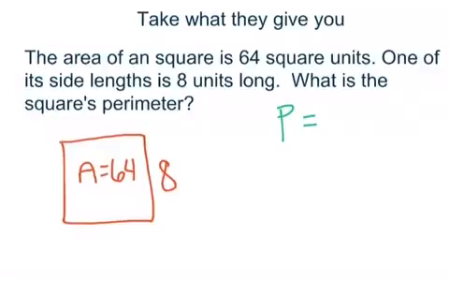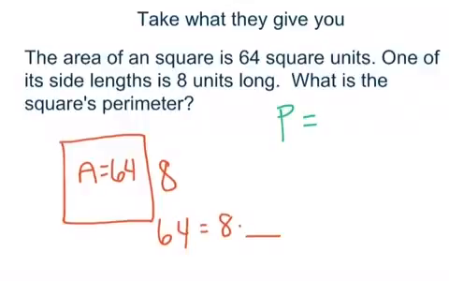First of all, I know that area equals length times width. So the area here has to be 8 times something. But I already know what the area is. I know the area is 64. So 64 equals 8 times something.